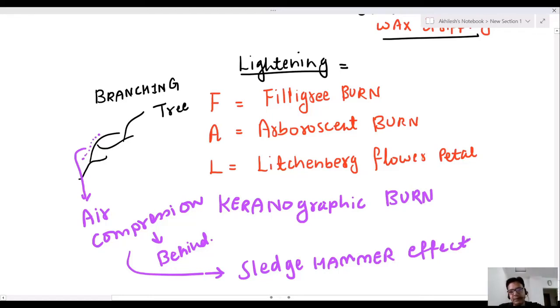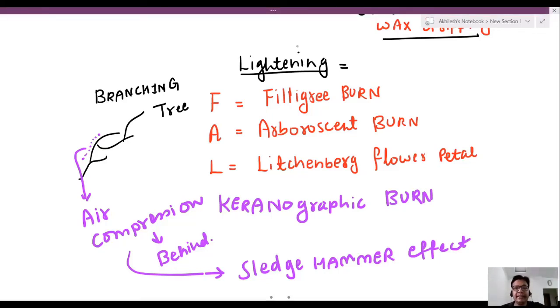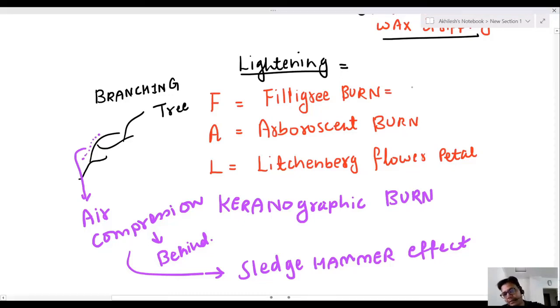Now, why does this filigree burn shape take place? Because of denaturation of RBC, denaturation of erythrocyte. So anyways, this is a very, very important topic. These are the types of burn in lightning injury.